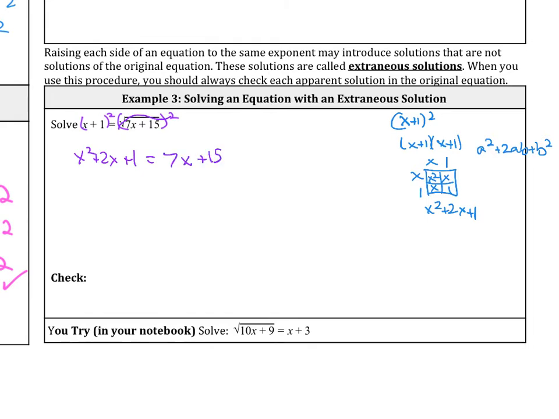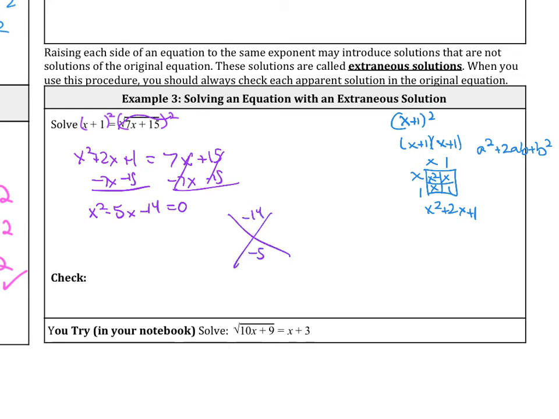So we have a quadratic, so what we need to do now is to set it equal to 0. With quadratics, you set it equal to 0. It's helpful to keep the x squared positive. So we get x squared minus 5x minus 14 equals 0. Then we see if it's factorable.